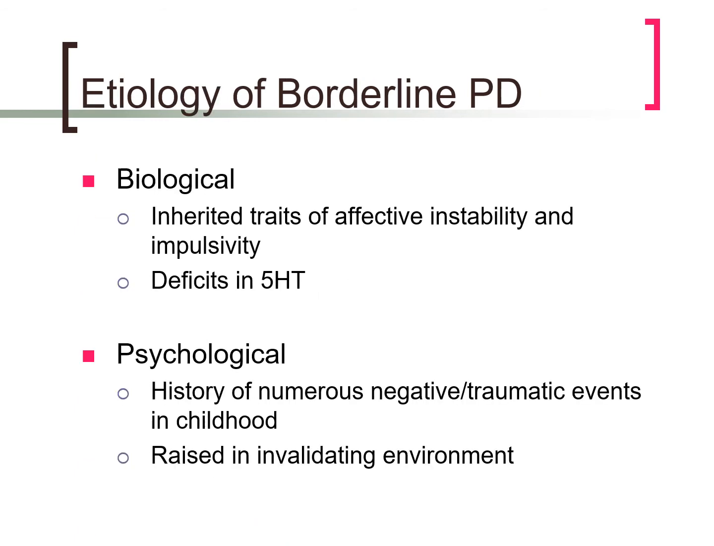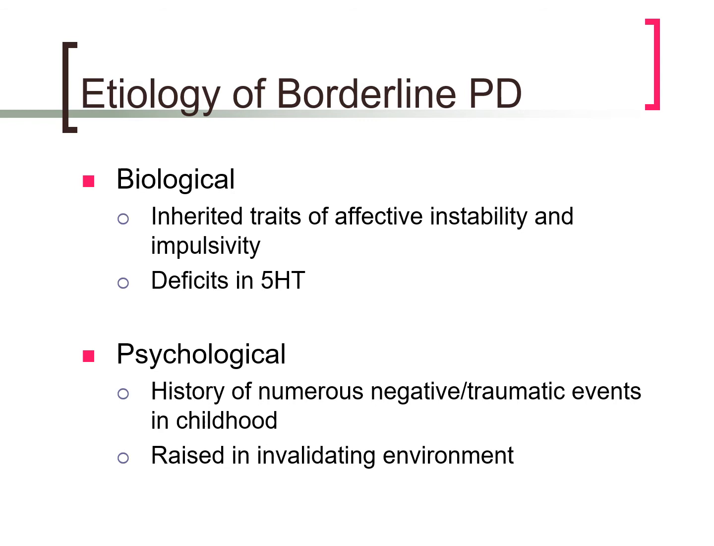Borderline personality disorder is thought to be at least partly biological in nature, specifically that the person has inherited traits of affective instability and impulsivity. These are key symptoms of people with borderline, so it makes sense that inheriting high levels of emotional instability and impulsivity are core etiological factors for this disorder. People with borderline personality disorder also show decreases in their serotonin levels.